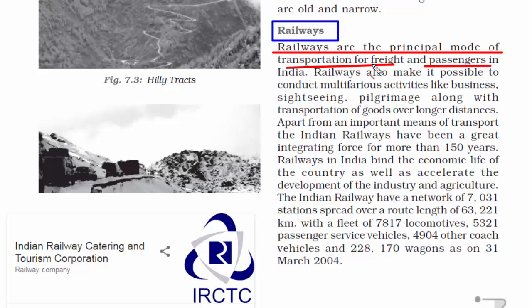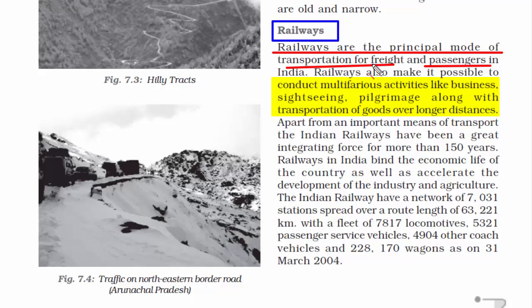So with the addition of this branch, railways are now conducting activities like business, sightseeing, pilgrimage, along with transportation of goods over long distances. The country's first railway was built by the Great Indian Peninsular Railway, which was opened in 1853 between Bombay and Thane. With more than 150 years of history, the Indian Railways have been a great integrating force for India.